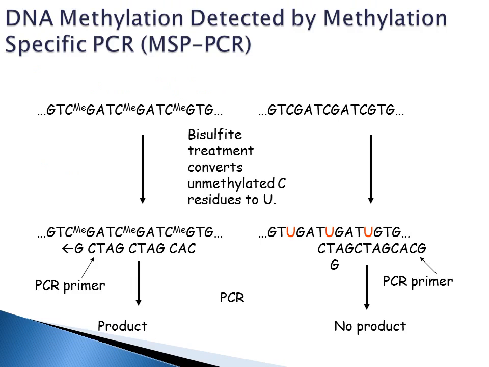So here is a methylation-specific PCR reaction to detect DNA methylation. You can treat your DNA with bisulfite, which is going to convert your unmethylated C residues to U. You can then do a PCR reaction, and you are not going to get a product if you have unmethylated C residues. So you have your U's there, you're not going to get a product. You will get a PCR product if you had methylation of your C residues.